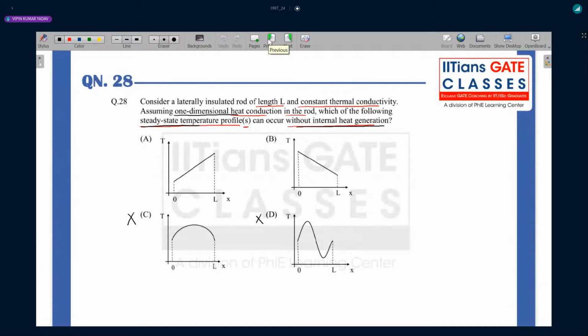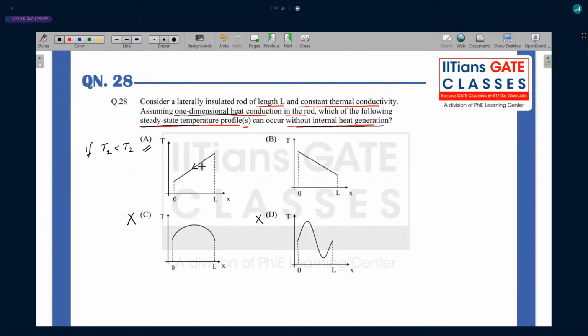So in case one, if temperature T1 is less than T2, then this kind of a temperature profile is possible, and heat transfer of course takes place from high to low temperature. So this is how heat transfer is taking place.